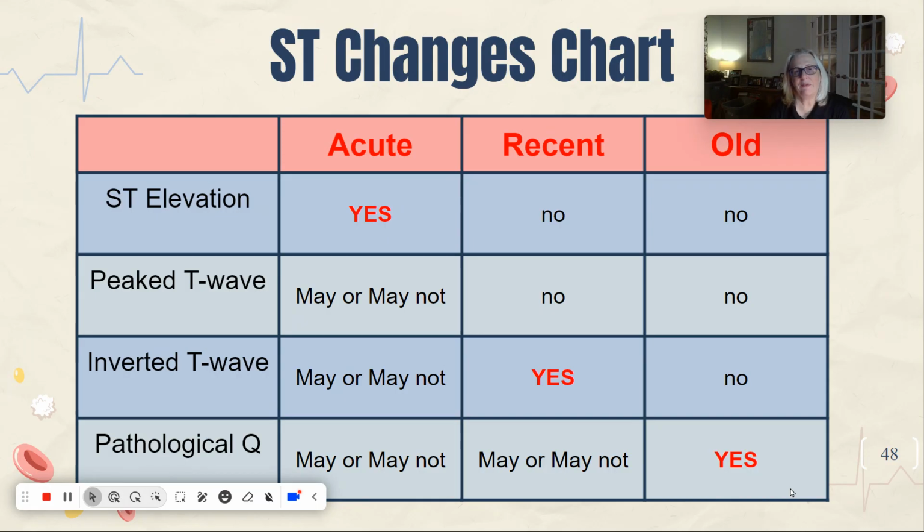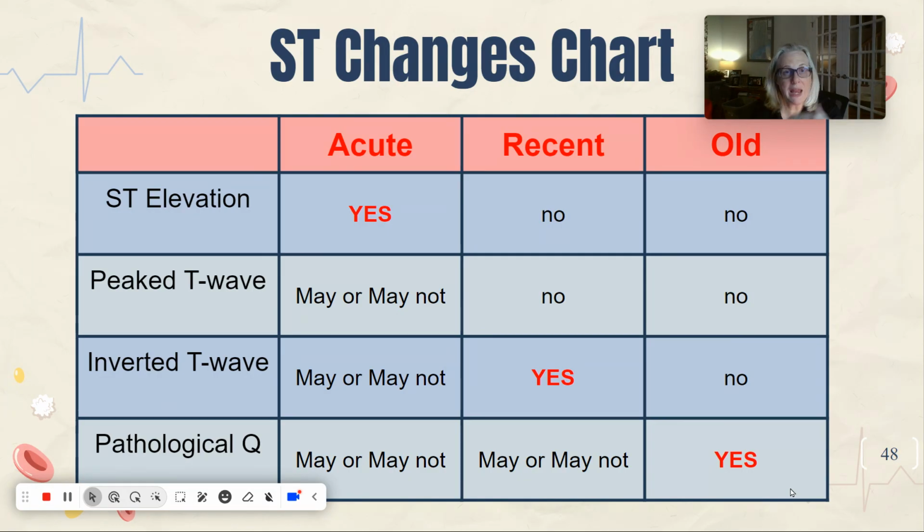So peaked T waves sometimes mean you're having an acute MI. They don't always mean that, but they can. Okay, so it's a may or may not. Peaked T waves do not tell you it was recent. It wasn't a few days ago. It's not telling you it was old either. Okay, so peaked T waves may be there for acute. Peaked T waves mean other things too. So our next lesson is called Understanding T Waves. I'll explain that more in our next lesson.